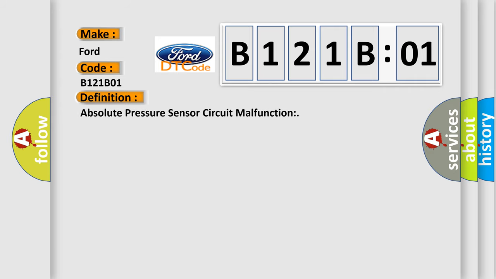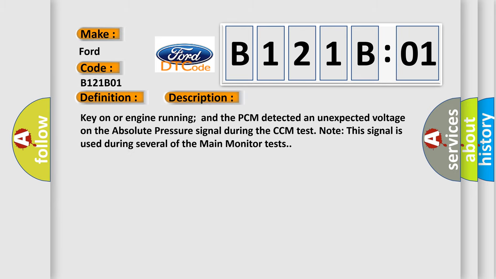The basic definition is absolute pressure sensor circuit malfunction. And now this is a short description of this DTC code. Key on or engine running and the PCM detected an unexpected voltage on the absolute pressure signal during the CCM test. Note, this signal is used during several of the main monitor tests.